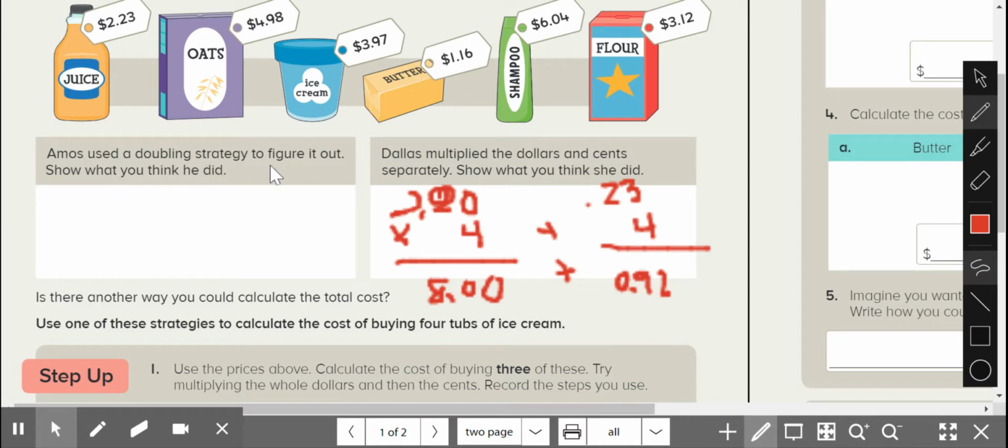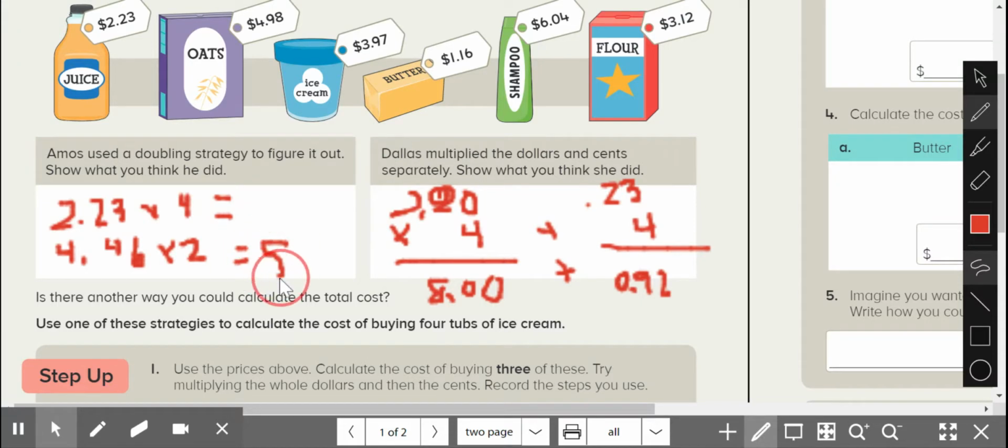Amos used the doubling strategy to figure out, show what he did. So if he's doubling $2.23, I'll show you the math first. 223 times 4. Right now I can double this, and I know it's pretty clean. If I double this, I'm going to have 446. Then I've got to double that. So 446 times 2. And that's going to give me $8.92.